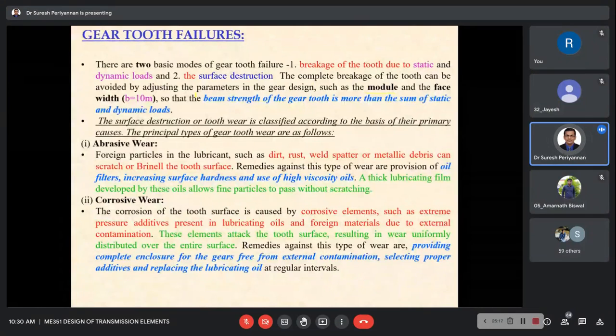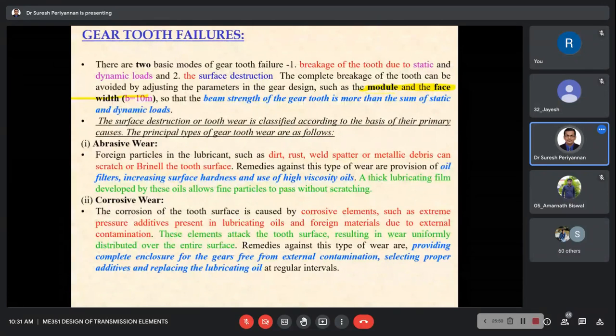Now, the complete breakage of the tooth can be avoided by adjusting the parameters of the gear design, module and face width. You may expect this kind of question in the objective. Face width is B equal to 10 times the module, so that the beam strength of the gear tooth is greater than the summation of static and dynamic load. That can avoid the failure of the tooth.